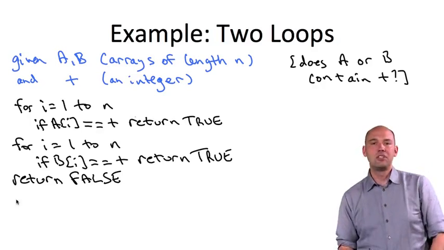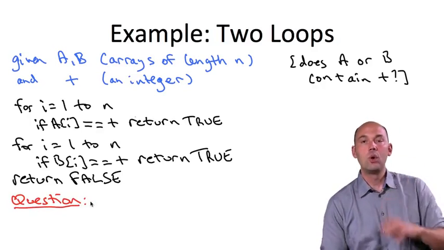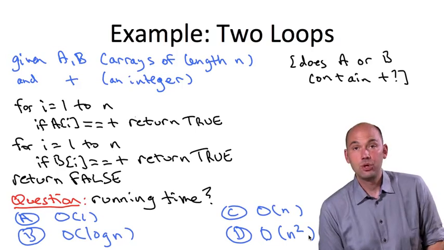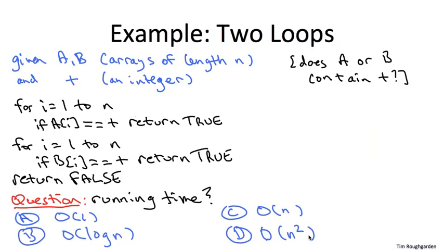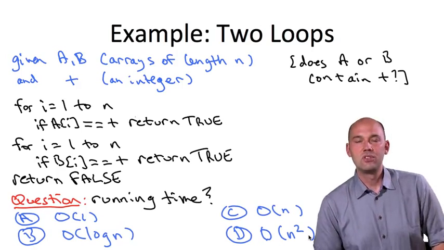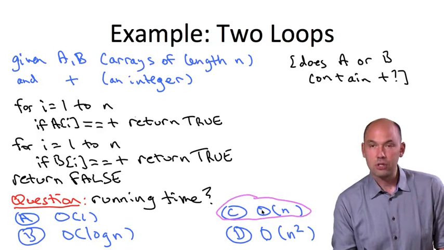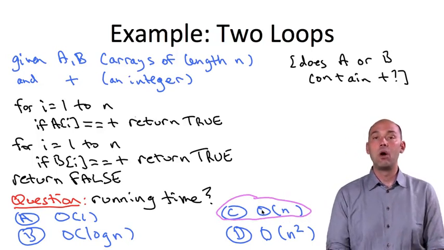So the question then is exactly the same as last time, given this new, longer piece of code. What in big O notation is its running time? Well, the question was the same, and in this case, the answer was the same. So this algorithm, just like the last one, has running time big O of n.